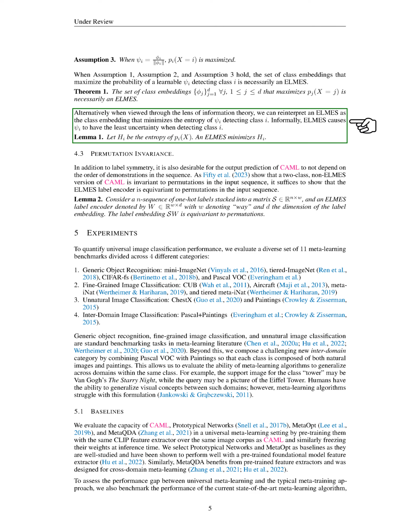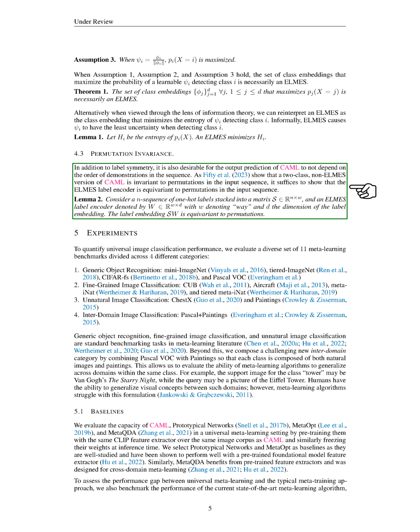Section. Permutation invariance. We want our model, CAML, to predict outcomes that are not influenced by the order of demonstrations in a sequence. This is known as permutation invariance. To prove that CAML has this property, we need to show that the ELMS label encoder, a part of CAML, is also permutation invariant. Let's imagine we have a sequence of labels, represented as a matrix S, and an ELMS label encoder represented by a matrix W. The label embedding, which is the result of multiplying S and W, doesn't change even if we rearrange the order of labels in the sequence.